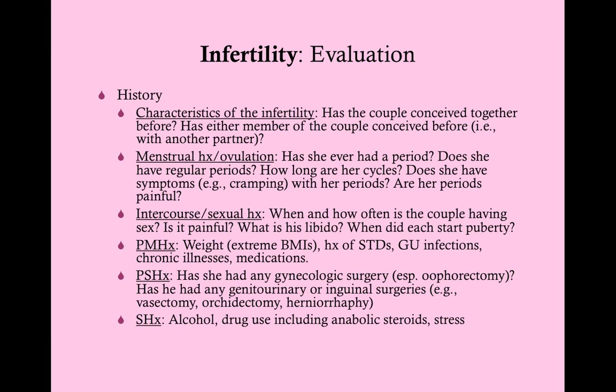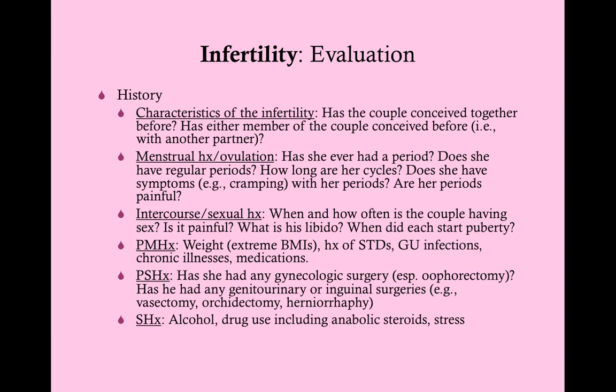So what you first want to know is some characteristics of the infertility. First of all, have they ever conceived before? Have the two of them conceived together before? That's going to help you differentiate between primary and secondary infertility. If they've conceived before, then maybe there's something that's happened since then that's caused them to not get pregnant.